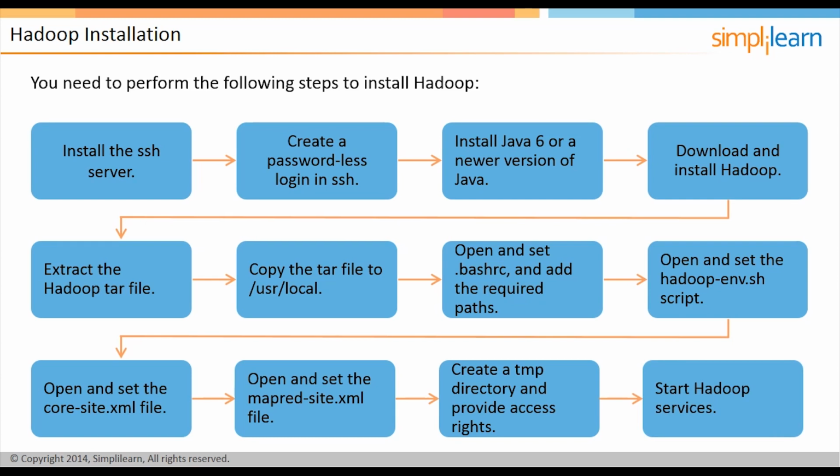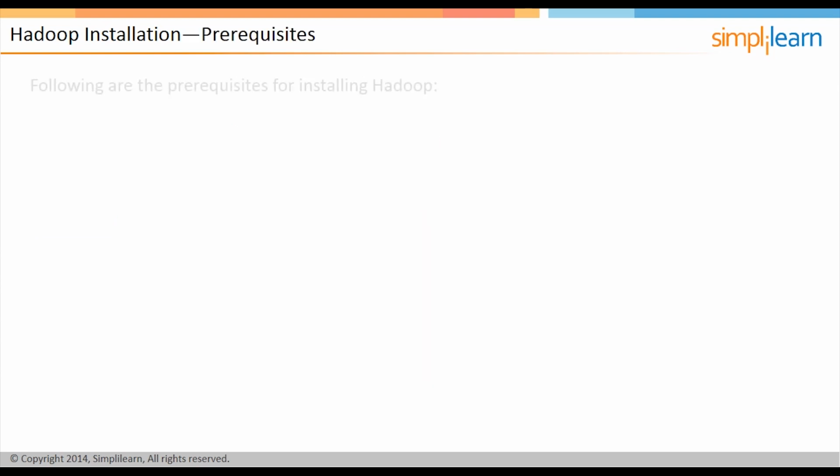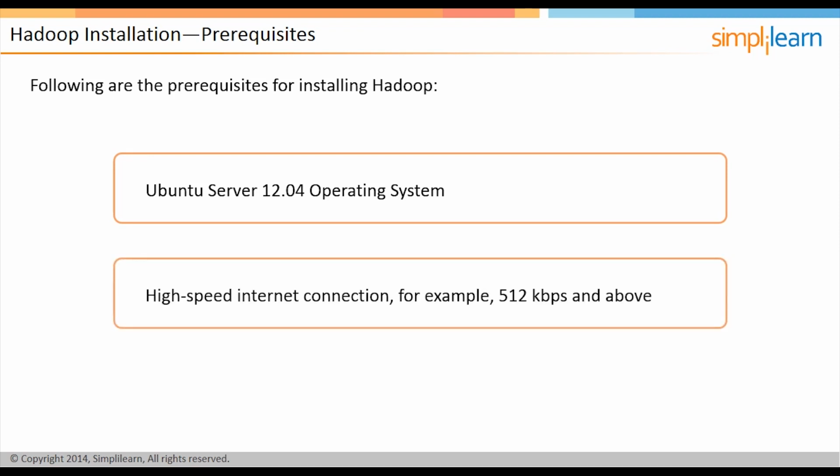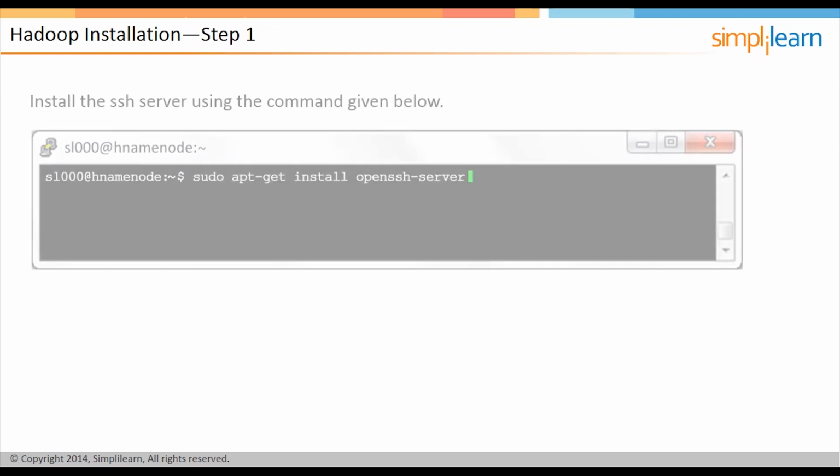Starting from the next screen, we will discuss the commands that are used to perform these steps. To install Hadoop, you need to have a VM installed with the Ubuntu Server 12.04 LTS operating system. You also need high-speed internet access to update the operating system and download the Hadoop files to the machine. In the next screen, we will discuss the steps to install Hadoop.